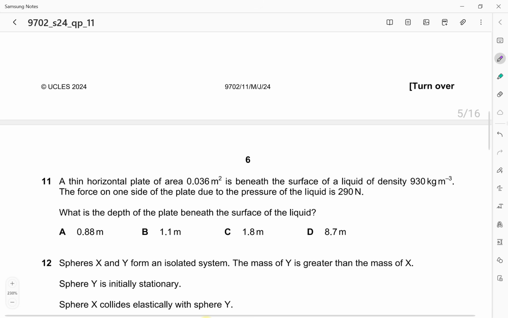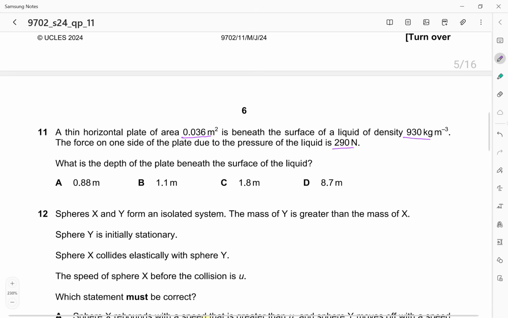A thin horizontal plate of area 0.036 meters squared is beneath the surface of a liquid of density 930 kilograms per meters cubed. The force on one side of the plate due to the pressure of the liquid is 290 newtons. What is the depth? I'll call that H. What is the depth of the plate beneath the surface of the liquid?